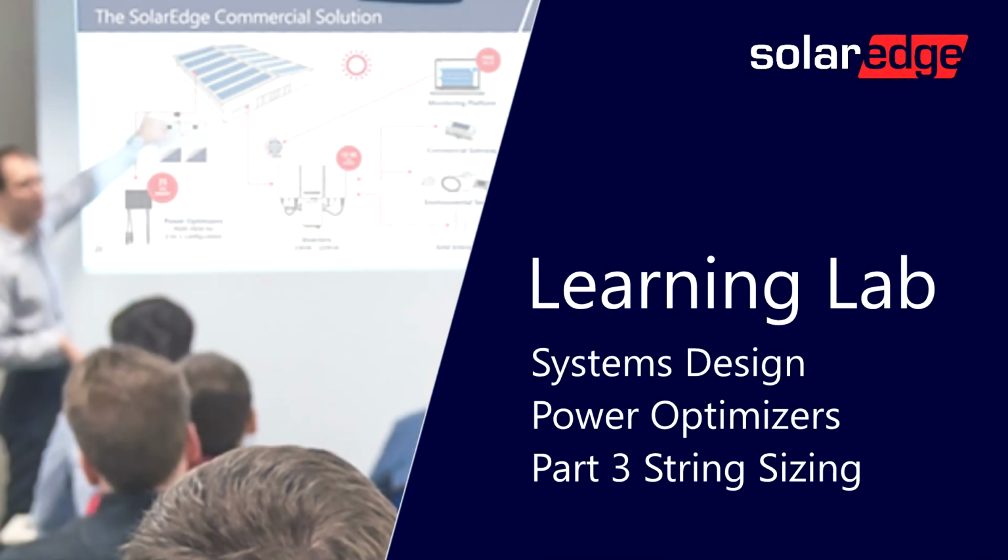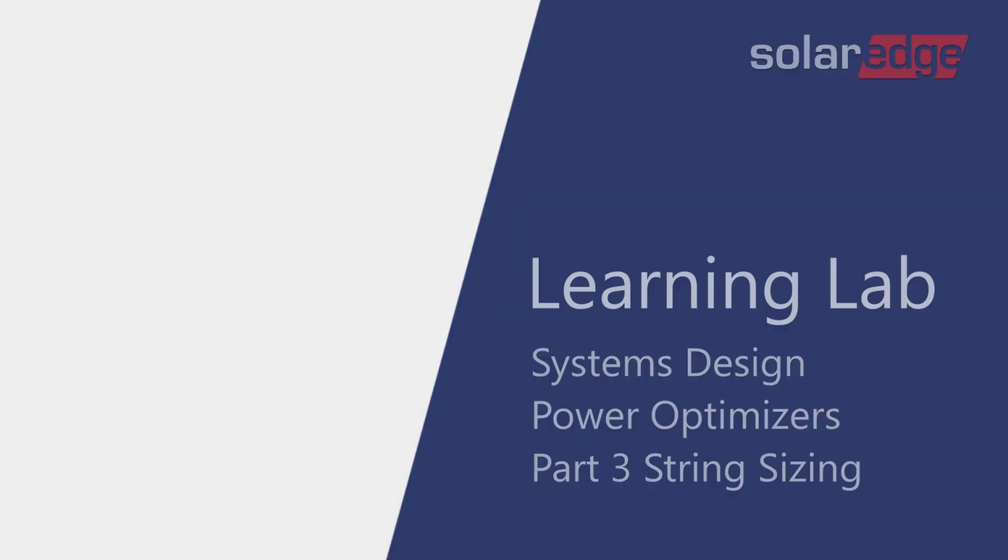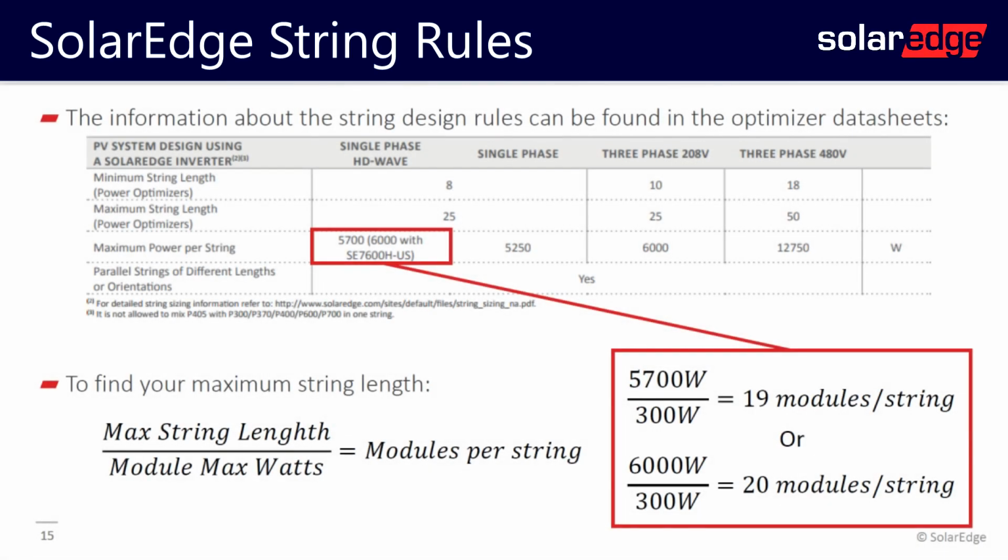Now that we understand how to select an optimizer for a module, we should consider how to string those modules. The information about stringing can be found on the spec sheet. If you look at the bottom of the spec sheet, it'll say maximum power per string. With our single phase HD wave inverters, you will see that a 6 kilowatt inverter and below has a maximum string length of 5,700 watts, while the 7.6 kilowatt and above has a maximum string length of 6,000 watts.